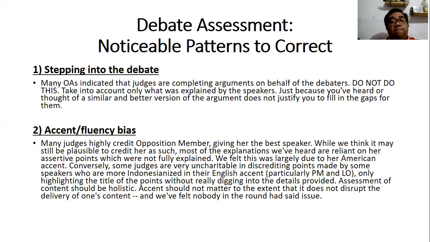So accent should not matter to the extent that it does not disrupt the delivery of one's content. And we felt that nobody in the round had any issue when it comes to delivery or clarity for that matter. Therefore, we really need judges to not be easily swayed just because someone has a relatively westernized accent in comparison to an Indonesianized accent of their English, or has more fluency in that regard.